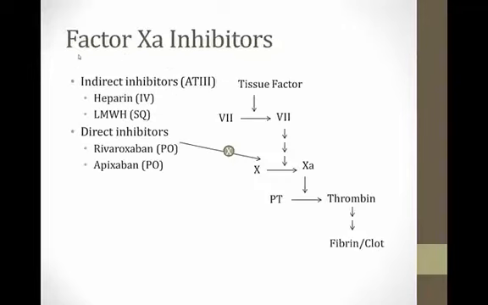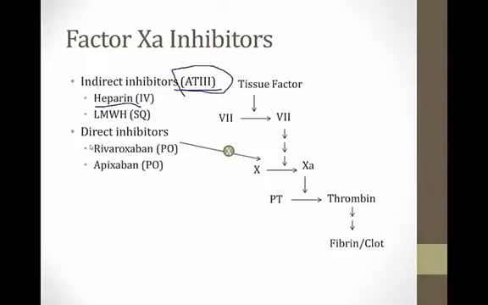Let's talk generally about factor Xa inhibitors. Heparin and low molecular weight heparin are indirect inhibitors, and they work through antithrombin 3. And you should remember that if patients have an antithrombin deficiency, they will have a blunted response to heparin. When you give the drug, their PTT will not elevate as it should. This is called heparin resistance. And the reason for this is because heparin works through antithrombin 3.